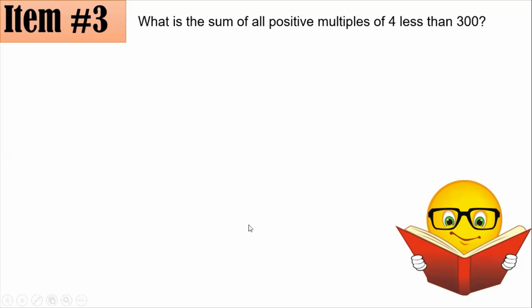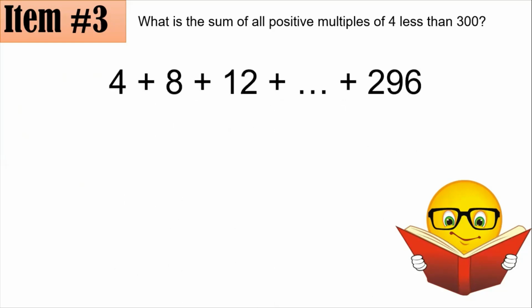Now, let's have the solution to this problem. With such, we could see that we have 4 plus 8 plus 12 plus all the way until plus 296. How come it's until 296 only? Because 296 is the last positive multiple of 4 which is in fact less than 300. And so we have this one.